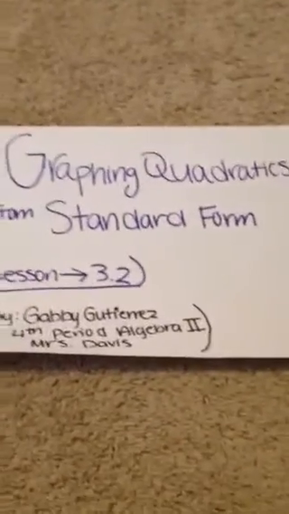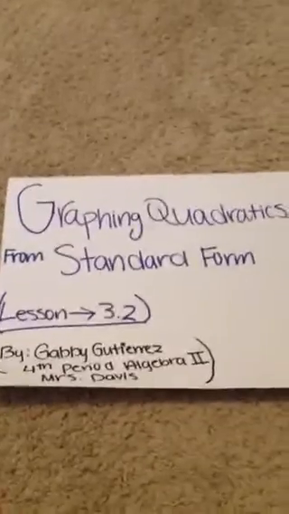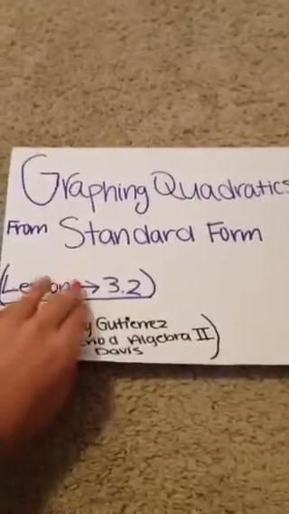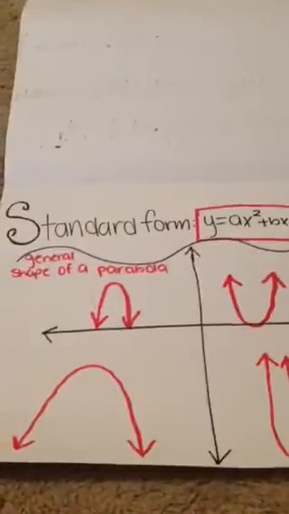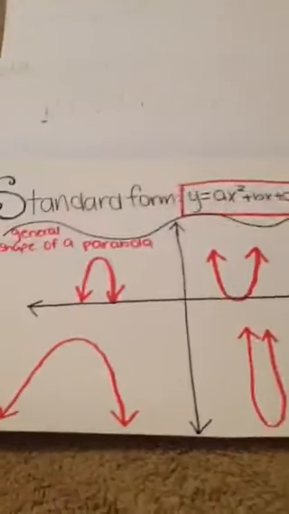Today we will be learning how to graph quadratics from the standard form, which was lesson 3.2 of our semester 1. Here is the standard form equation, y equals ax squared plus bx plus c.